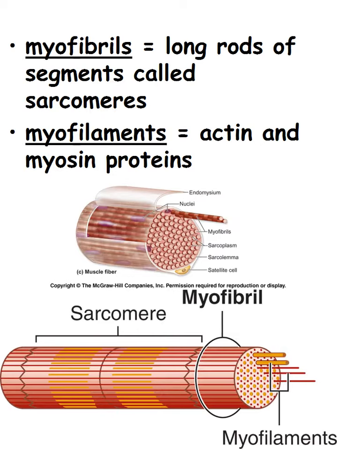Myofibrils will be long rods of segments called sarcomeres that are separated by Z-lines. And so a sarcomere is a unit of muscle. And the myofibrils are composed of myofilaments, which are actin and myosin. Actin is thin, which is the actin protein, and myosin is thick, which is the myosin protein. And so we have our thin and our thick myofilaments.